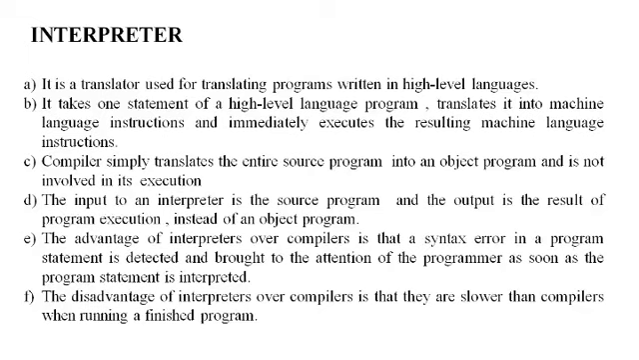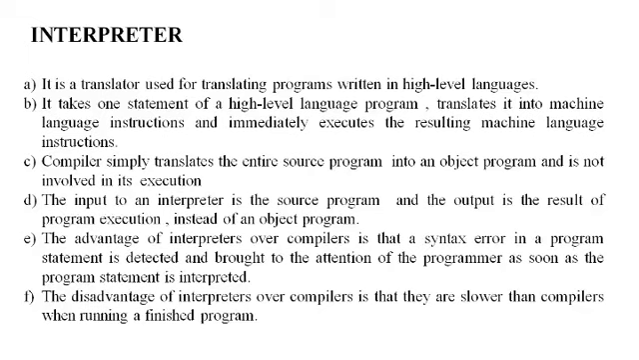But this is not the case with the interpreter. The interpreter will convert your code line by line into machine level code. For example, if your program has 10 lines, first it converts the first line into machine level language, and whatever the output of that first line is, it will show you that output first, and then it moves to the second line. So simultaneously it converts the high level language into machine language, and simultaneously it also shows the result. So it immediately executes the resulting machine language instruction.